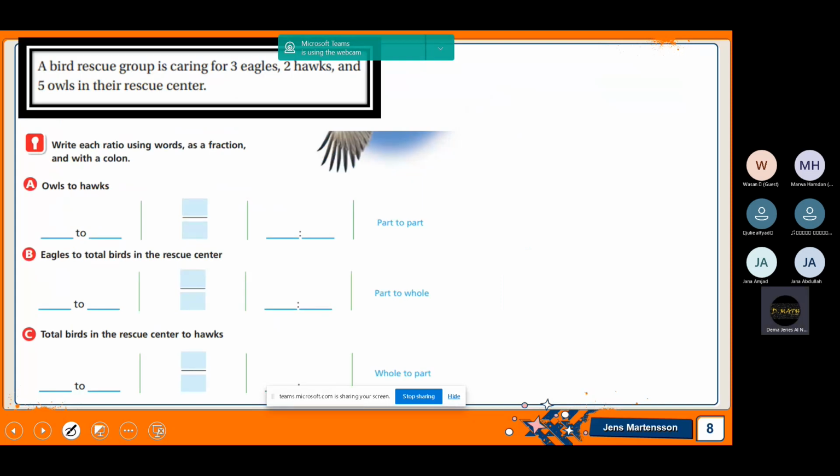this one here. It's the same as the book, but I cut this part in order to keep it with us. Number 1, owls to hawks. Yes, you are right. Yeah, on the board, please. Owls to hawks. I want you to write in the 3 ways and tell me how many owls and how many hawks. This is page 217. Hawks are 2 and owls are 5. Bravo.